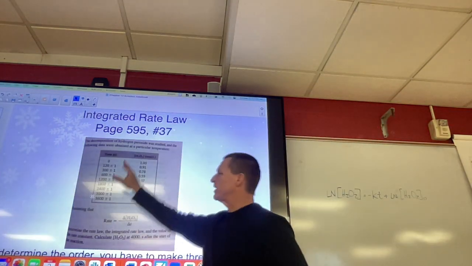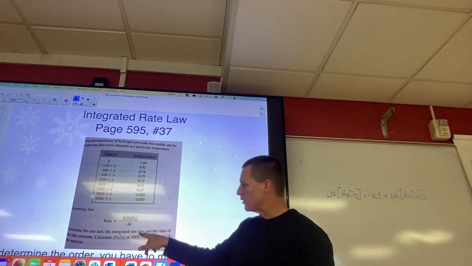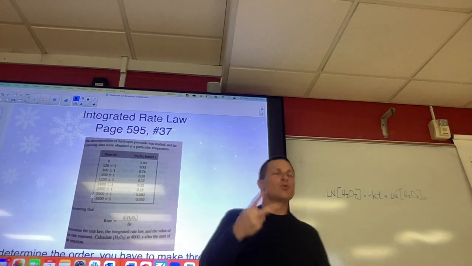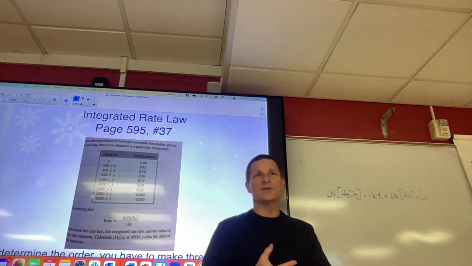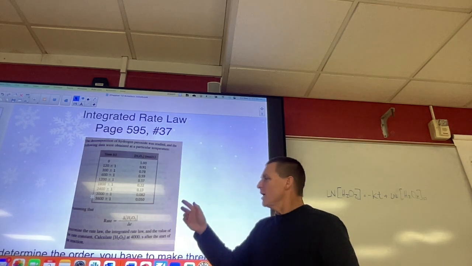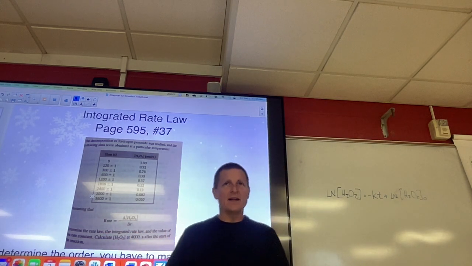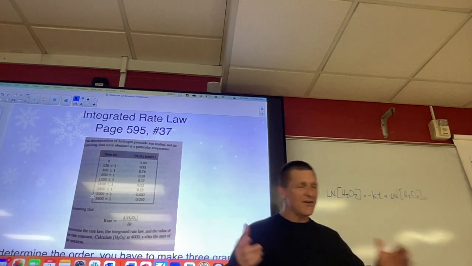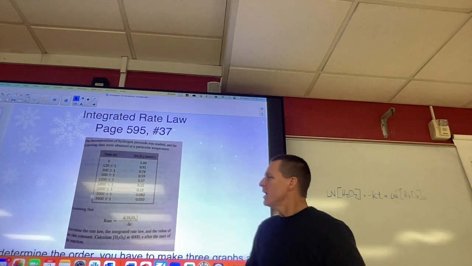When we go back to the question, here's what it's asking us for. It gives us this data, and it says, determine the rate law, the integrated rate law, and the value of the rate constant. Now, there's two rate laws, as I told you the other day. There is the integrated rate law, but there's also the differential rate law. When it says find the rate law, and it doesn't tell you which one to find, it implies that they're talking about the differential rate law, which we haven't done enough with yet.